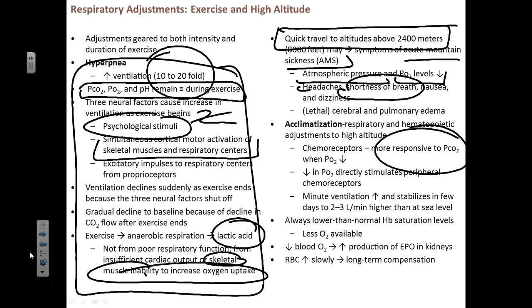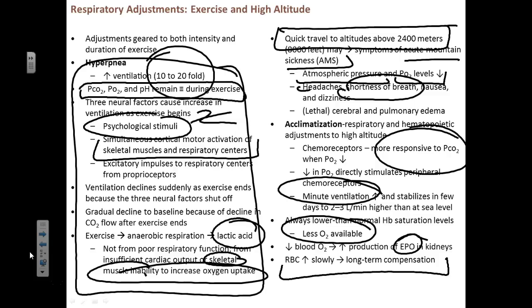Minute ventilation has to increase. Normal minute ventilation. Okay? Decreased availability of oxygen in the blood will stimulate erythropoietin, and that will lead to the slow increase in red blood cell numbers.